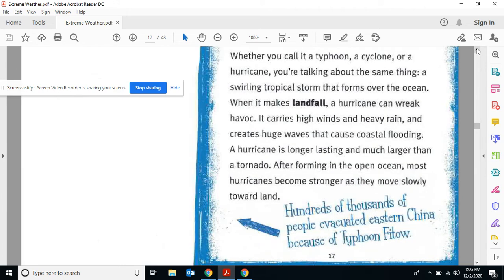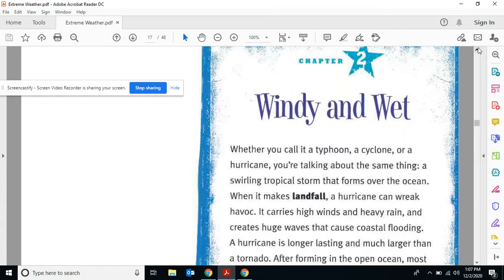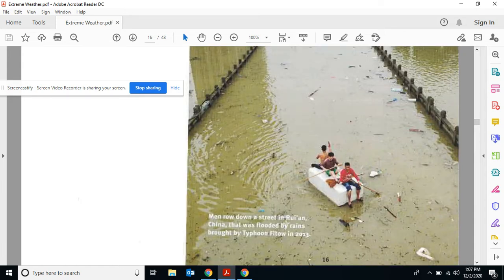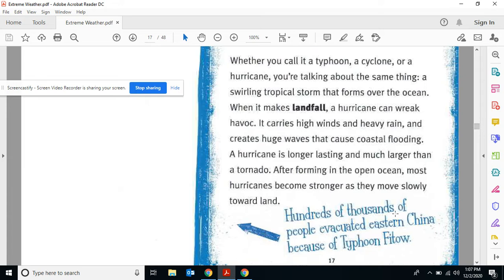A hurricane is longer lasting and much larger than a tornado. After forming in the open ocean, most hurricanes become stronger as they move slowly toward land. And this little caption with an arrow is supposed to be pointing at the picture we just saw up here of the guys in China rowing down a street. And let's read what this caption says. Hundreds of thousands of people evacuated eastern China because of Typhoon Fitow.